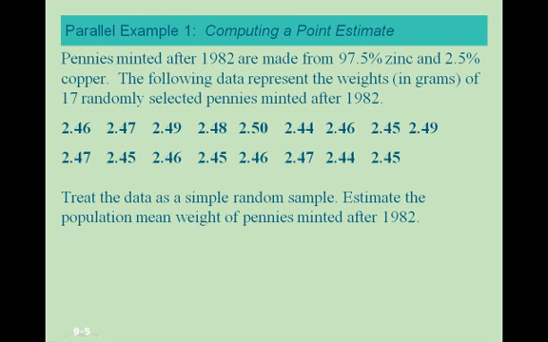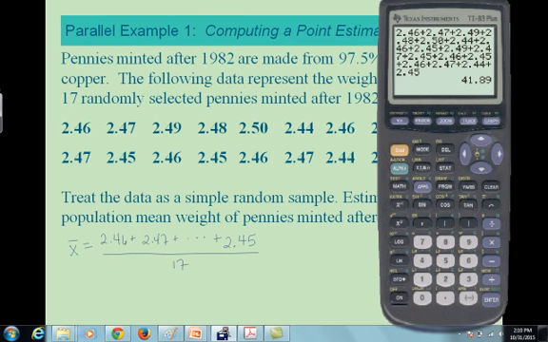So the sample mean, x bar, will come from adding all of these values together. So we would start with 2.46, 2.47, all the way up, counting every value up to 2.45. We add those all together and we divide by the total, which in this case is 17. So here we see we've added up all of those values in the calculator and we get 41.89. We want to now divide by 17. And we get approximately 2.464.